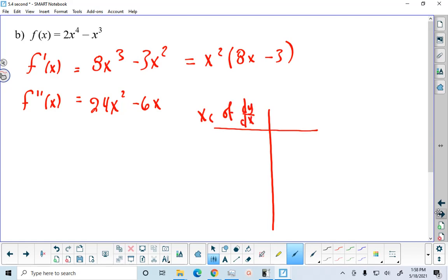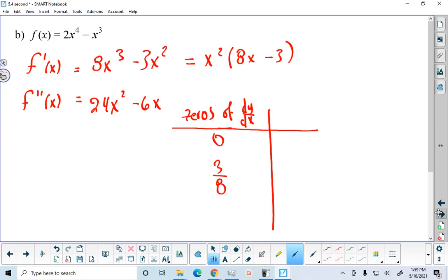In fact, it's not even the critical values of the first derivative. It's the zeros of the first derivative. These have to be numbers that make the first derivative 0 in the second derivative test. And the numbers are 0 for the x and 3/8 for the 8x minus 3.